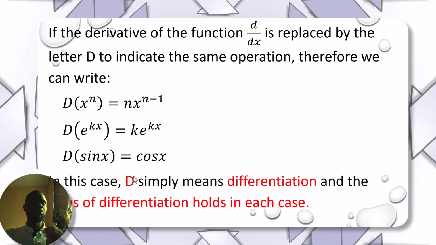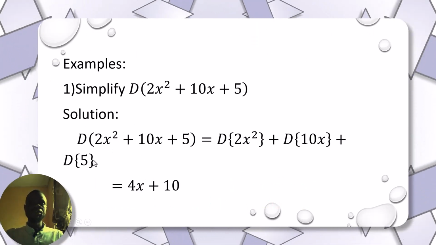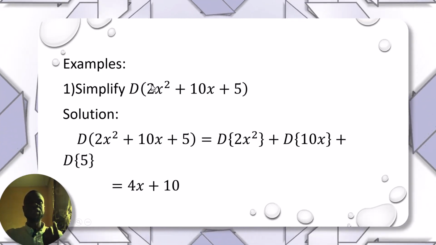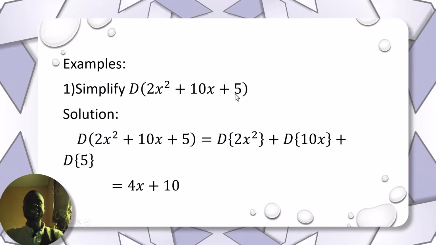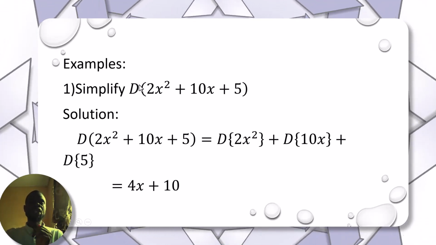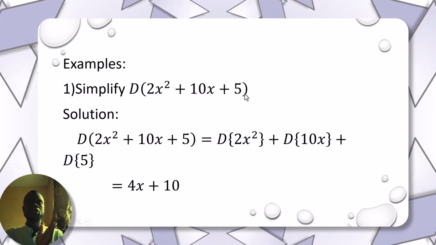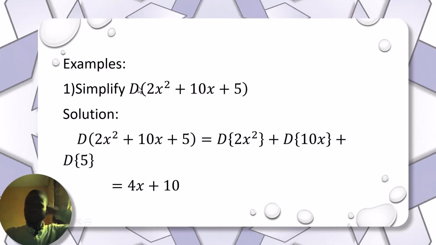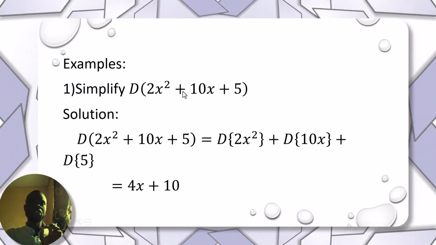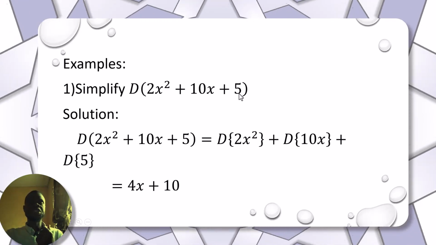So when we are talking about the operator, we simply apply the differentiation rule. Now, example 1, we are to simplify D of open bracket 2x squared plus 10x plus 5, right? With this, it is very simple. What you do is simply use this D to open each term, because normally if you have a function of this with x here, it means you are differentiating everything. So you just apply the chain rule to it. You differentiate this with respect to x, differentiate this with respect to x, differentiate this with respect to x.